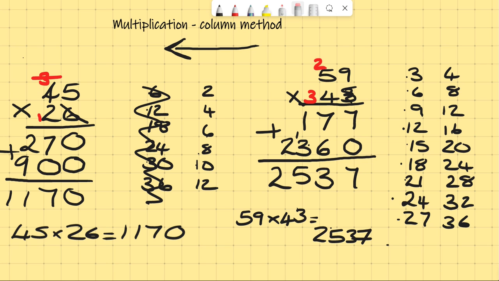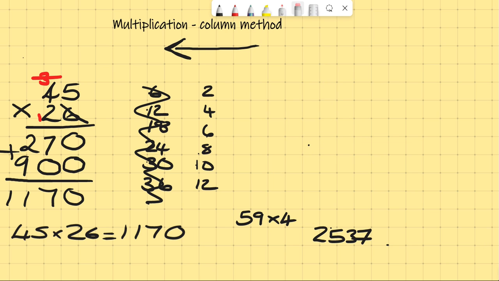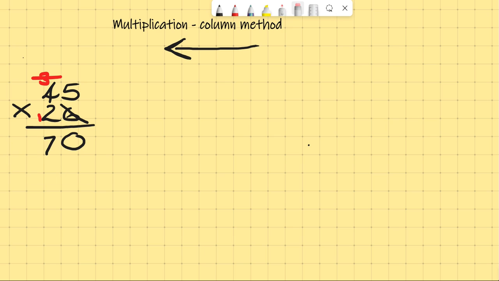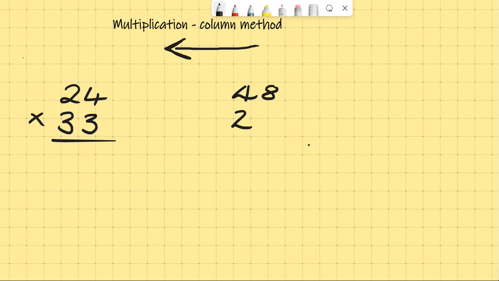So what I'm going to do next, I'm going to give you 2 sums to go through. I'll pause and you can have a go yourself, because the best way to learn for an exam is by testing yourself. I say it every time in class. Have a go yourself. So, 24 times by 33, and then 48 times by 25. Try them, and I'll give you the answer in a minute.